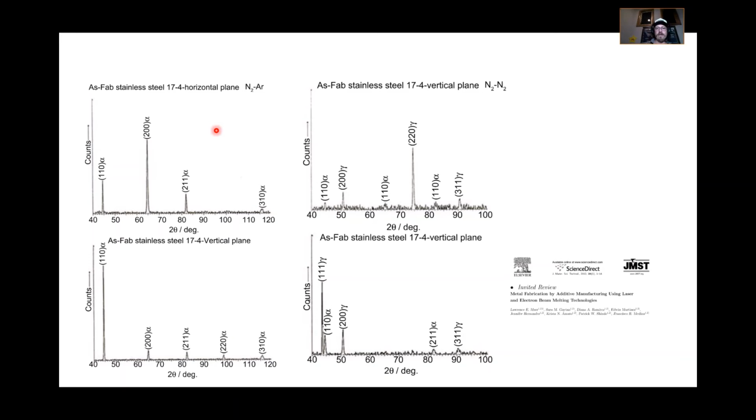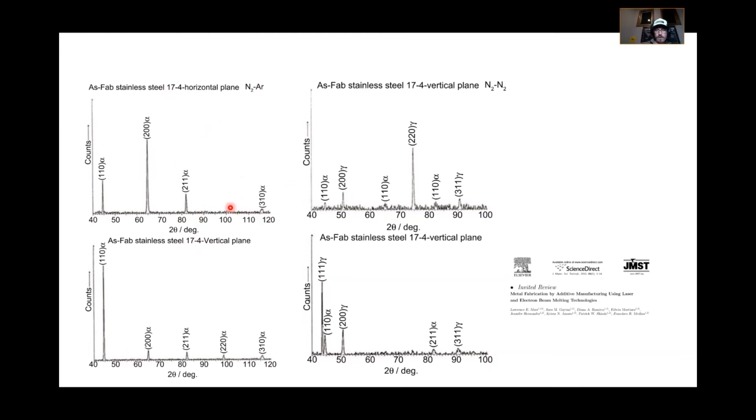You can cool it in inert gases. That's another story. So the powder was processed with nitrogen, but the build occurred in argon. Here, and this is both 17-4 stainless steel.